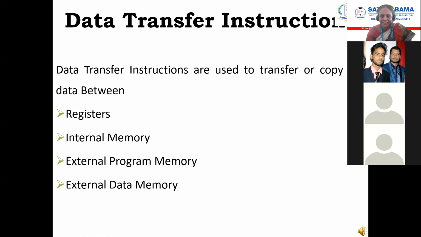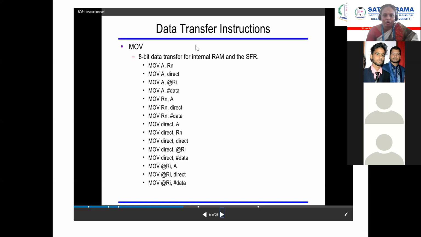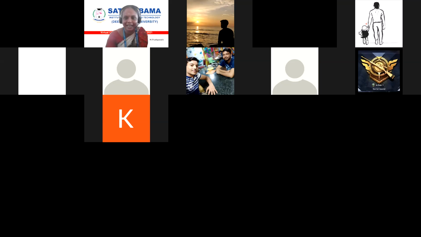We have 2 memories, that's why we say Harvard architecture. Program memory, data memory. So internal program memory is 4 KB, internal data memory is 256 bytes, external program memory is 64 KB only. And external data memory is also 64 KB. In the external program memory of 64 KB I'm saying now, 60 KB they will use as external program memory, and the 4 KB I can use as internal or external. Are you clear? Okay, I think tomorrow we will see the data transfer instructions.